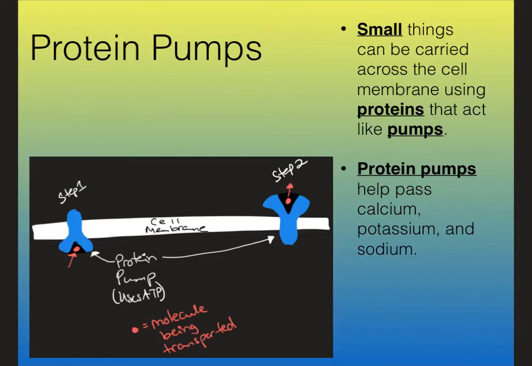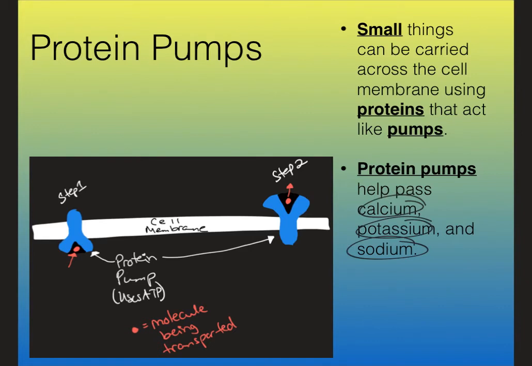All right, so let's start off by looking at a protein pump. Small things can be carried across the cell membrane using proteins that act like pumps. Even though they're smaller things, if for whatever reason they require some energy to move across the membrane, this is when they're going to use these protein pumps. Protein pumps are going to pass things such as calcium, potassium, and sodium.